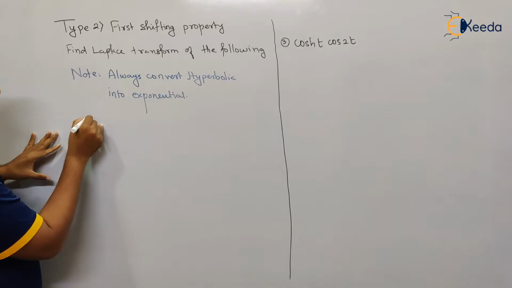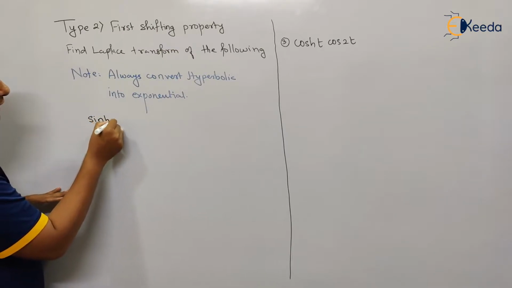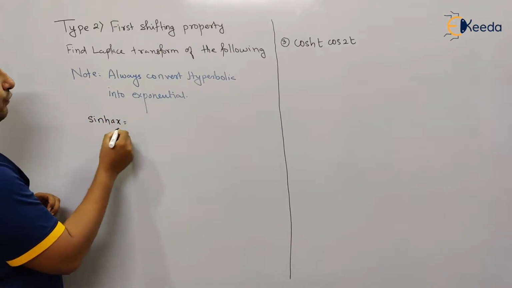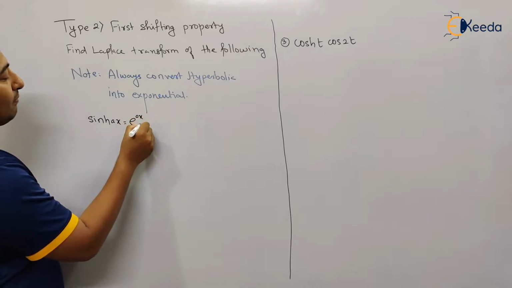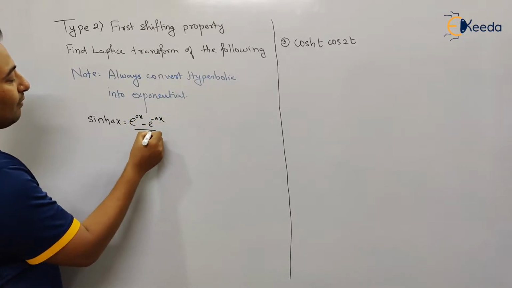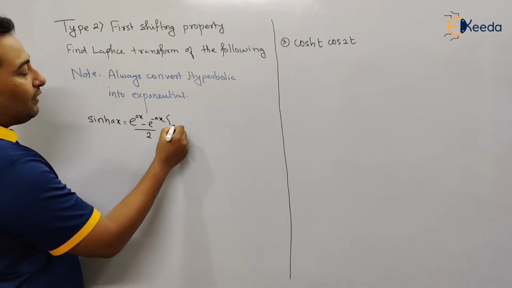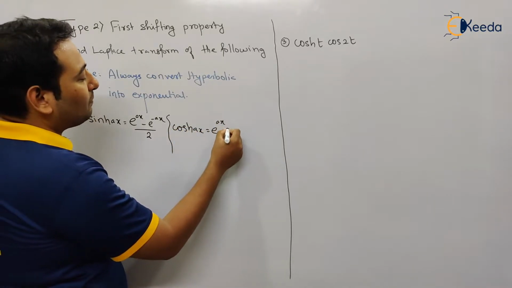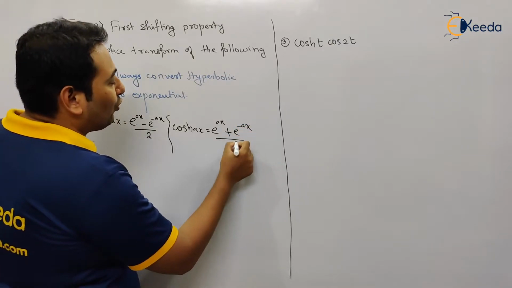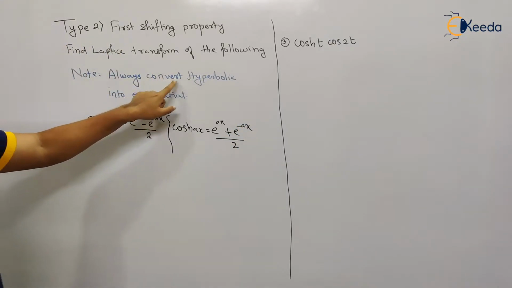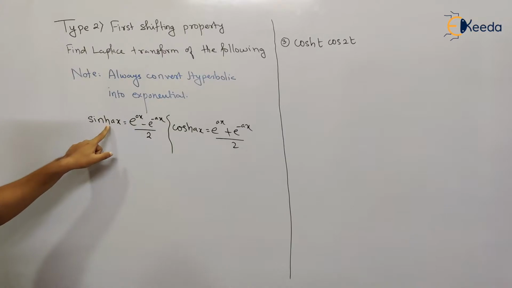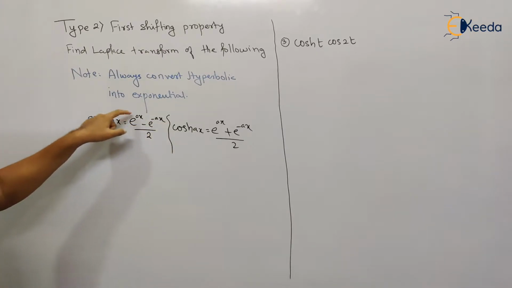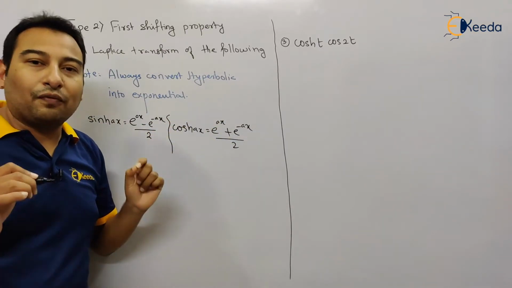Whenever you get sinh ax, it will be e raised to ax minus e raised to minus ax upon 2, and whenever you get cosh ax, it will be e raised to ax plus e raised to minus ax upon 2. Always convert hyperbolic into exponential. This is your hyperbolic term, you convert it into exponential. So this should be your first step.